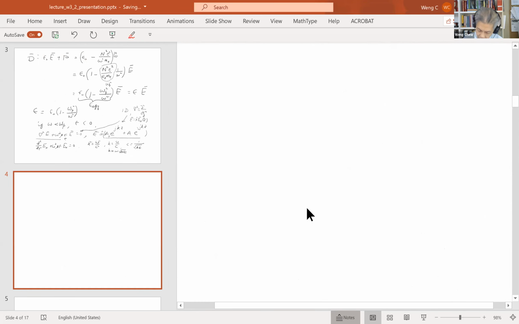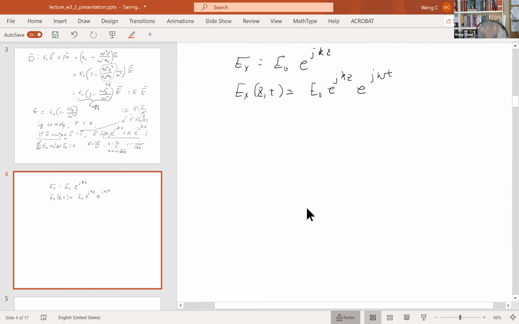So in order to go back and forth between frequency domain and time domain, say if Ex is E0 e to the jkz, then essentially if we go back to the time domain, you will have to multiply this by e to the j omega t. Let me put a minus sign here so that it has the right wave, okay? And then I will have to take the real part of this. This formula you have to remember over and over again. This is the bridge between frequency domain and time domain.